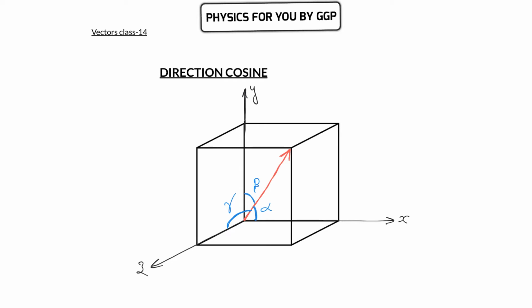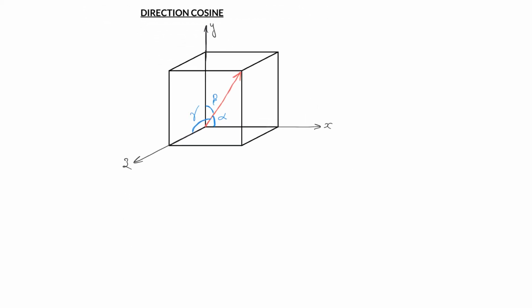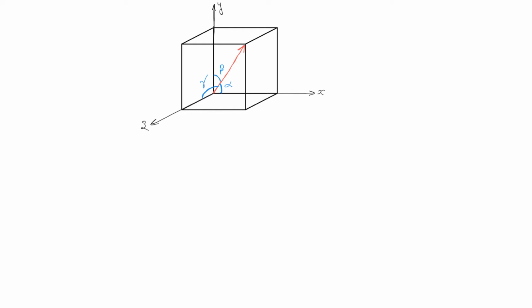I'll discuss why cos alpha, cos beta and cos gamma. If you are having a vector, let's say along this direction, and with respect to the x-axis this vector is making an angle equal to alpha, we can find out the component of this vector A along the direction of the x-axis. So the component of a vector along the x-axis can be written as A cos alpha.